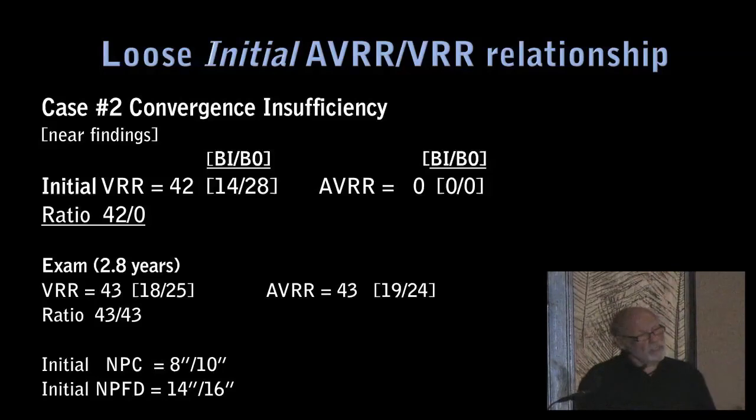The exam, 2.8 years later, the vergence recovery range was at a range of 43 prism, 18 base in recovery, 25 base out recovery, and the associated vergence range was 43. 19 base in recovery, 24 base out recovery. A 43 over 43 ratio as compared to a 42 over 0. The initial near point of convergence was 8 over 10 inches. Still receded. But the near point of fixation disparity manifested a disparity at 14 inches and recovered at 16 inches.